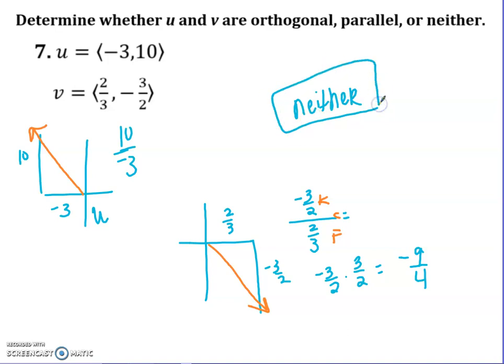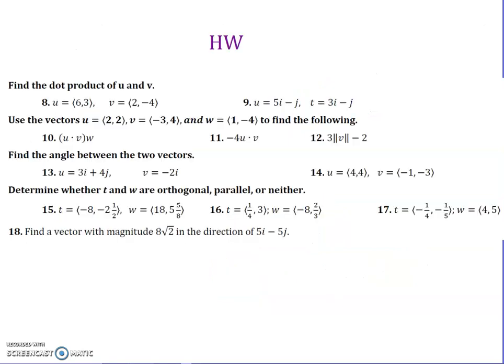So these guys are neither. Okay, if you wanted to find the exact degree between, then you would use your formula, the dot product over the magnitude of both. Okay, so we've done the first 7. Here is our homework. Okay, 8 through 15.